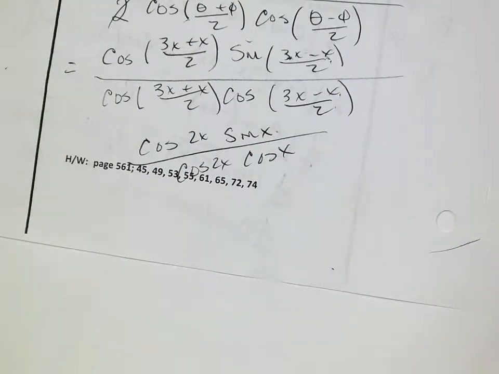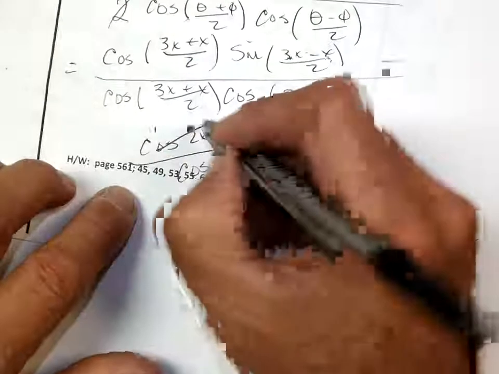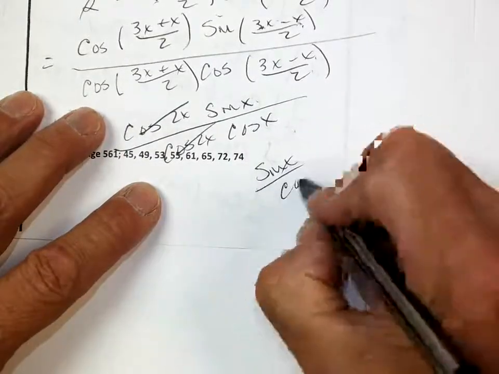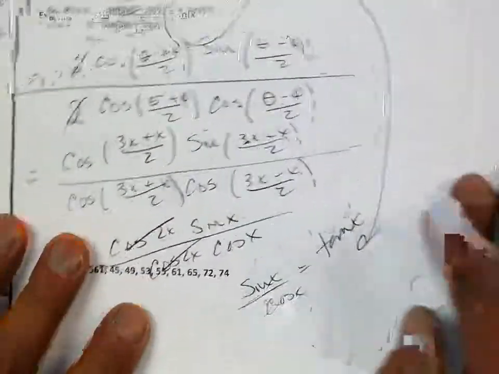Okay, now wait a minute. What do you see that I see? Hopefully you see something. Yes, cancel that with that, right? And what are we left with? Which is equal to what? What do I have to make it equal to? Tangent of x, which I did.